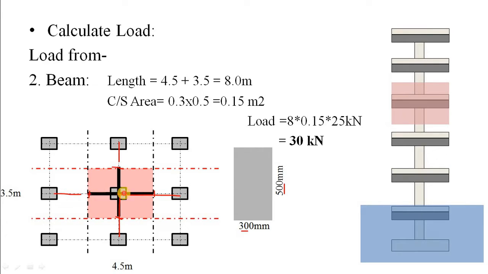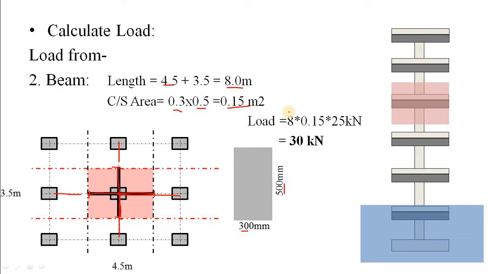What is the length from this point to this point? Obviously 4.5, and in this direction it is 3.5. So you get the length as 8 meter. What is the cross-sectional area? Simply multiply the breadth and the depth. You will get 0.15 meter square.